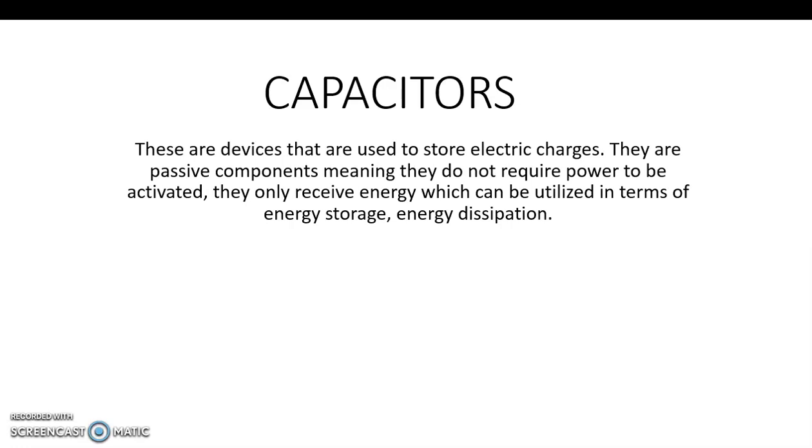Good day everyone. I'll be looking at the topic called capacitors. These are devices that are used to store electric charges. They are passive components, meaning they do not require power to be activated. They only receive energy, which can be utilized in terms of energy storage and energy dissipation.